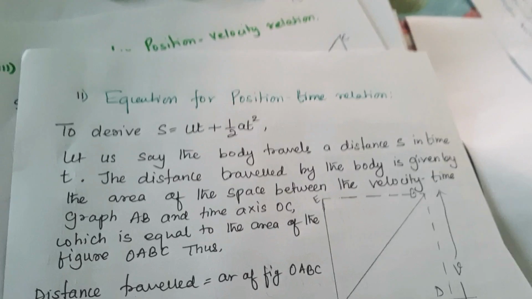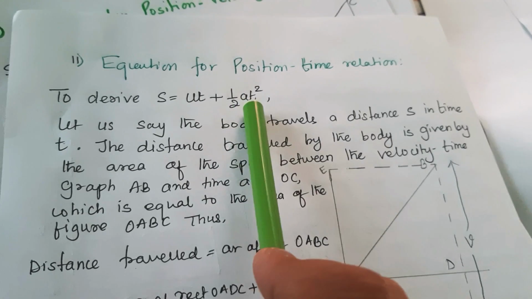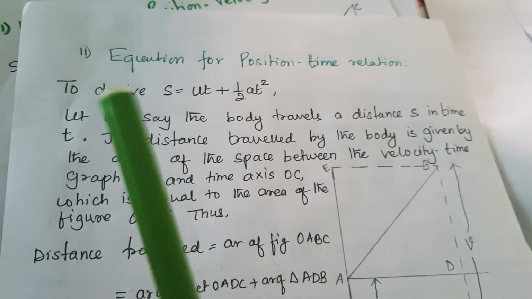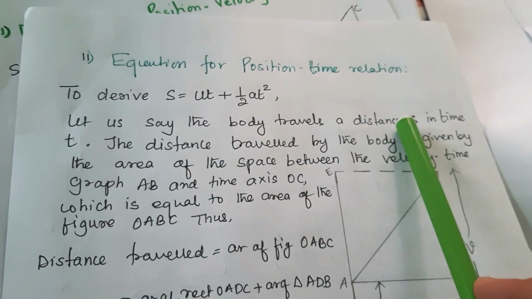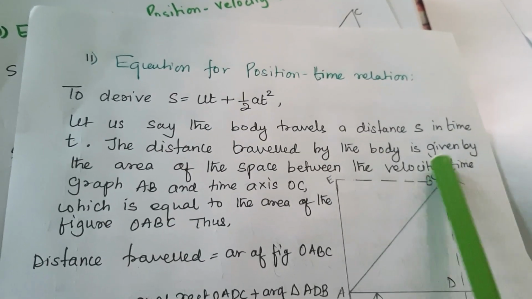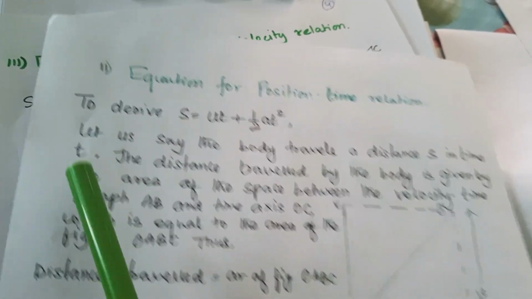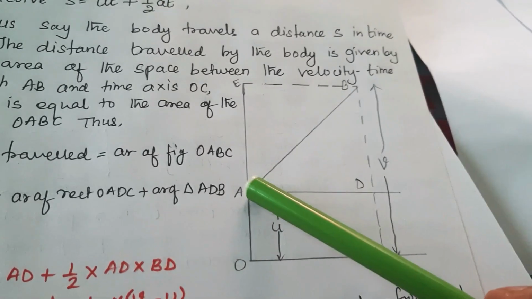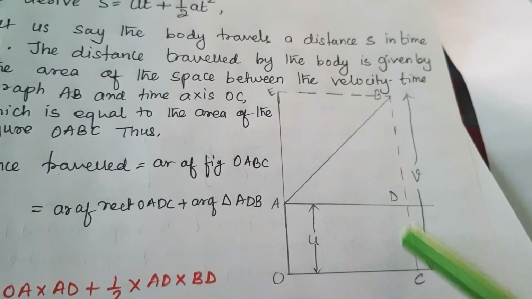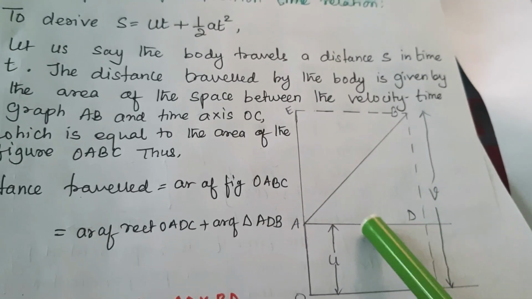In the next one, the second equation is for the position-time relation, to derive s equals ut plus half at square. Let us say the body travels a distance s in time t. The distance traveled by the body is given by the area of the space between the velocity-time graph AB. Look at the graph here: in ABCO, this area we need to calculate to find this equation.